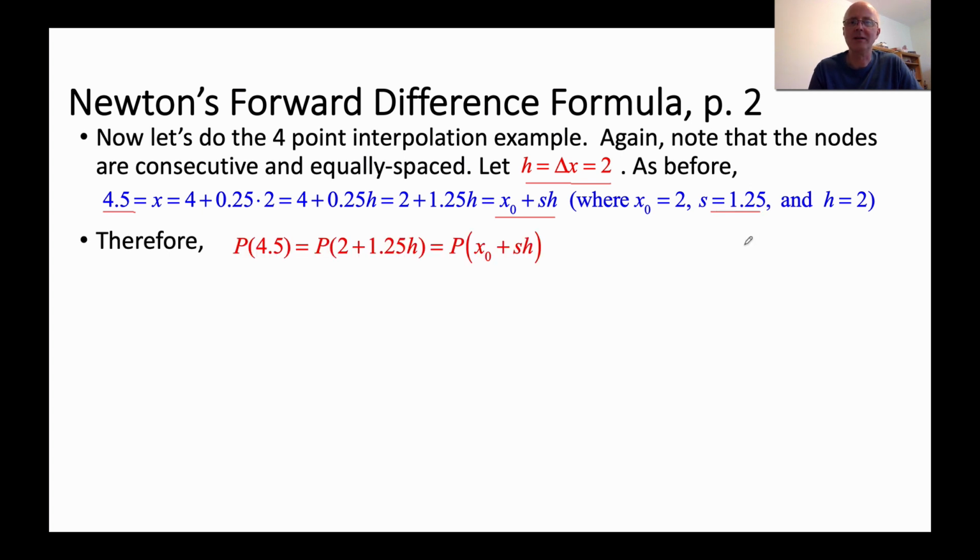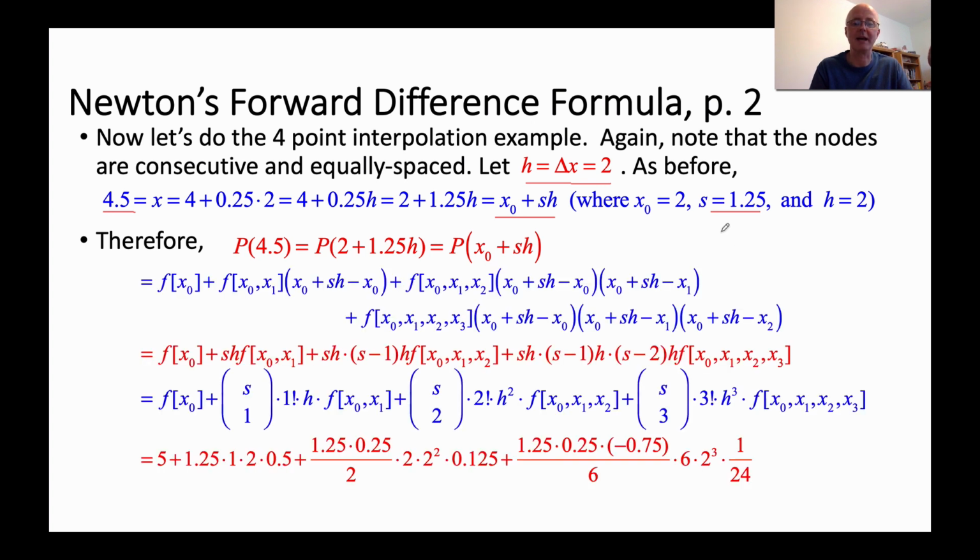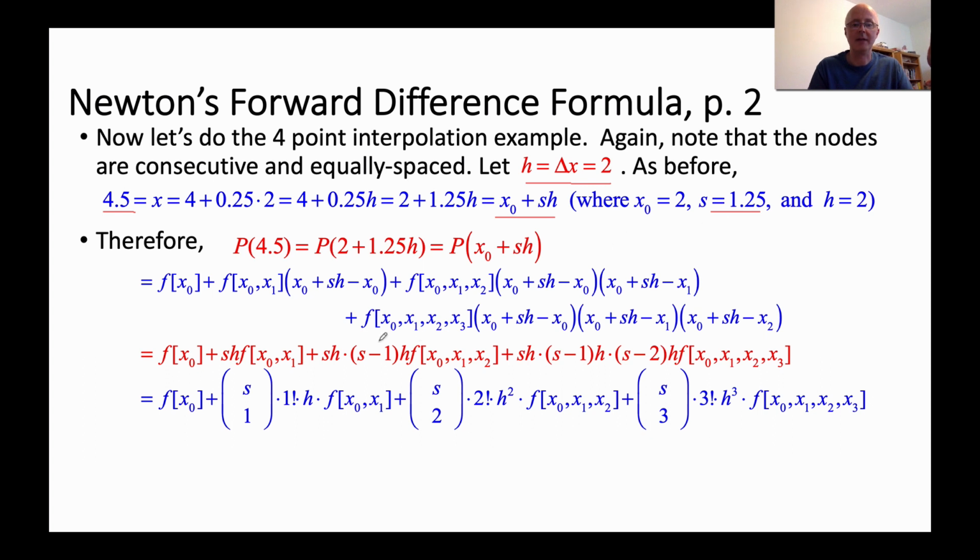The formula with the third degree polynomial is just a one-step generalization of the previous one. So I'm going to skip over these steps, other than just to say that here I have a third divided difference. And notice I'm subtracting x1 and x2 here and here. If you simplify it, the one more term you add is s choose 3 times 3 factorial times h cubed times a third divided difference.